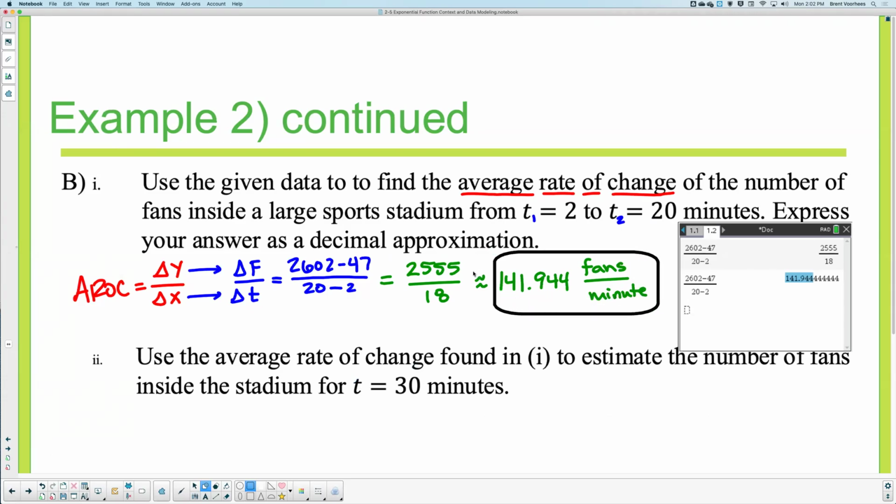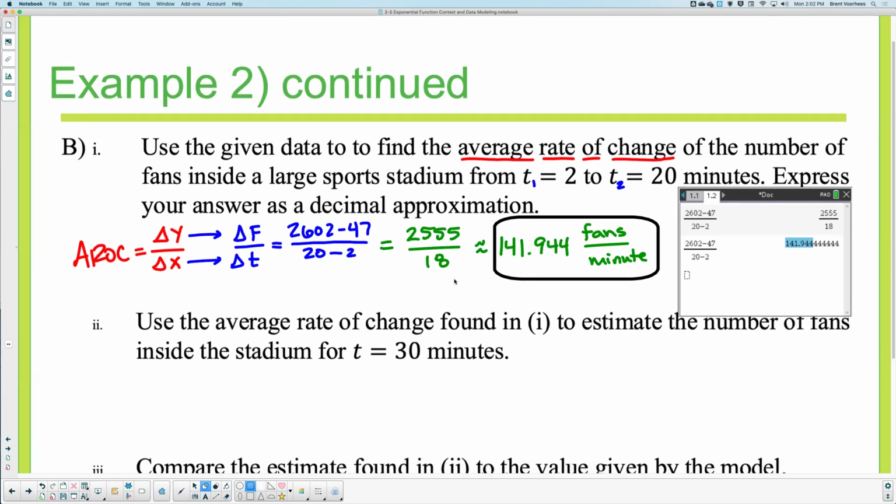So basically 142 fans per minute are entering the stadium between 2 minutes and 20 minutes. For every single minute, 142 people come in the stadium. You tracking with what we just found?